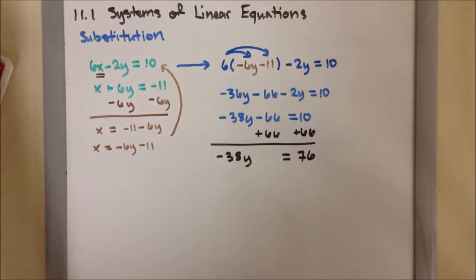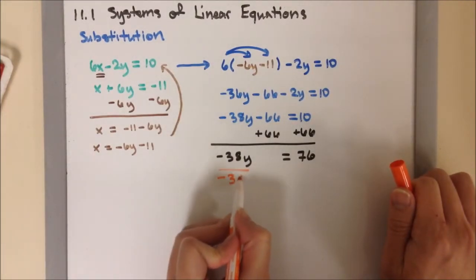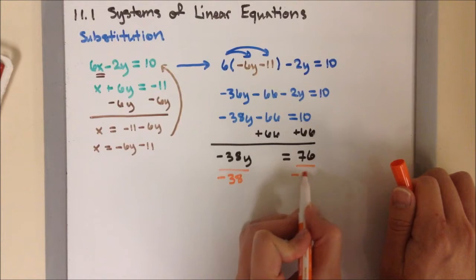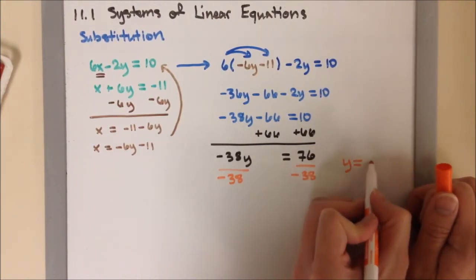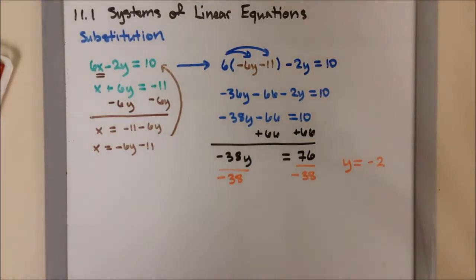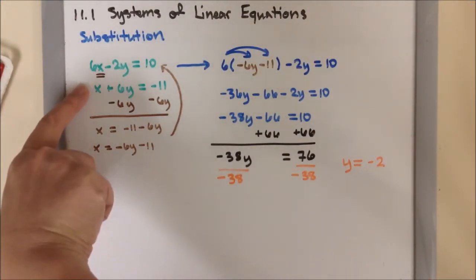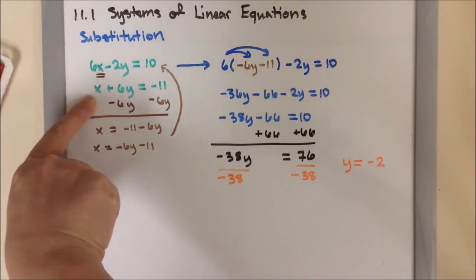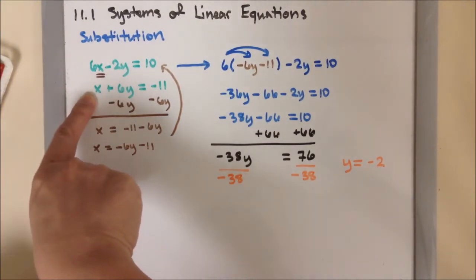After that, to solve for y, I'm going to divide both sides by negative 38. So that's going to give y equals negative 2. Alright, so y equals negative 2. So again, you can use any of the original equations to solve for x. So say I want to use the second equation because the x is by itself, meaning an invisible 1 in the coefficient.